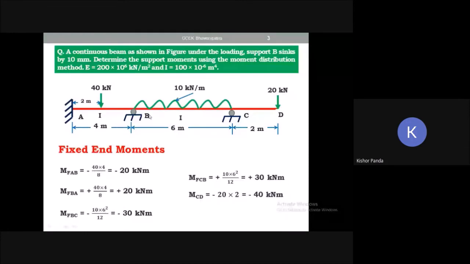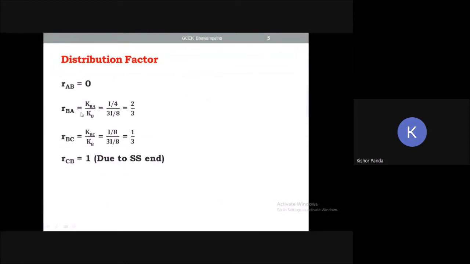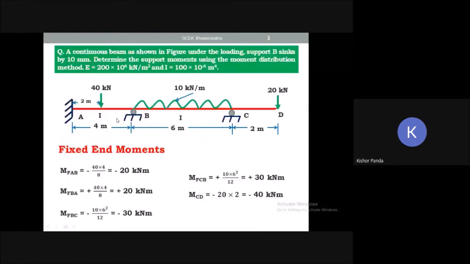This is RAB, AB, BA, BC, and CB. So RAB is equal to 0. Then RBA is equal to, what is the distribution factor of member BA? The distribution factor of the member BA is equal to the relative stiffness of the member BA divided by the relative stiffness of the joint B. So RBA is equal to KBA divided by KB.